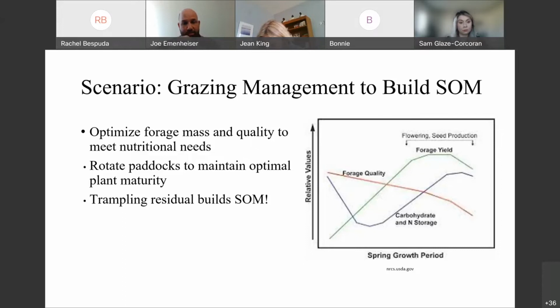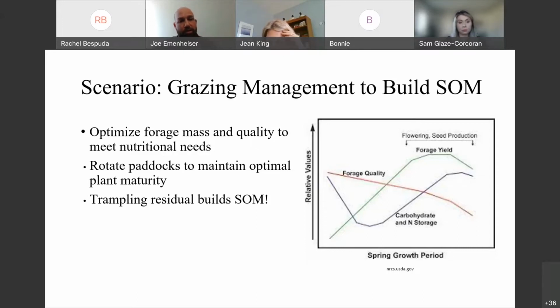And on the third line there, we talked very quickly about carbohydrate and nitrogen storage, and there are some dynamics that occur there. Our goal is to optimize all three of those aspects and to harvest the forage, or continue to have animals on the forage, in the ideal part of that graph, which is close to the intersection of the quality red line and the forage yield green line.